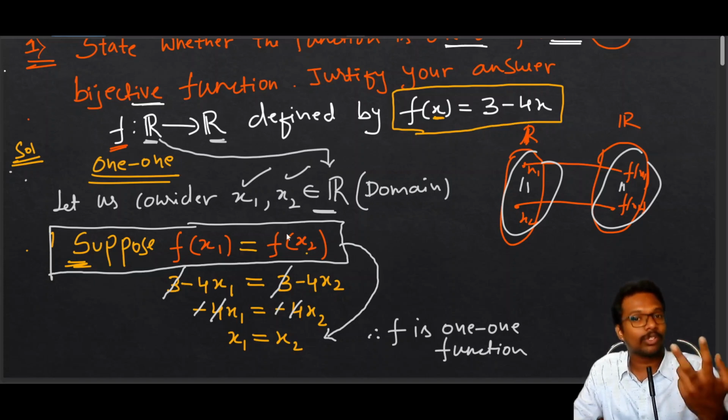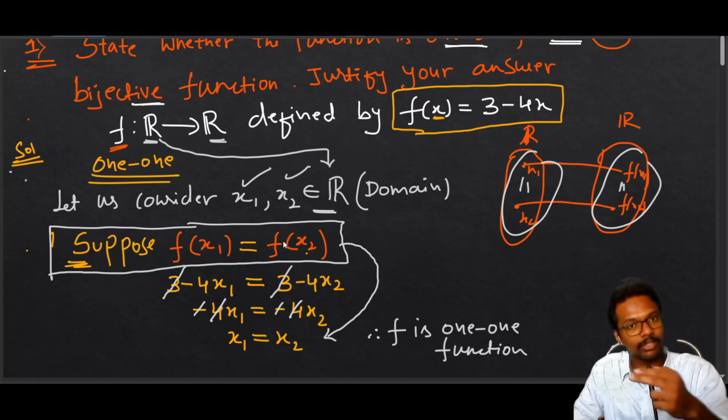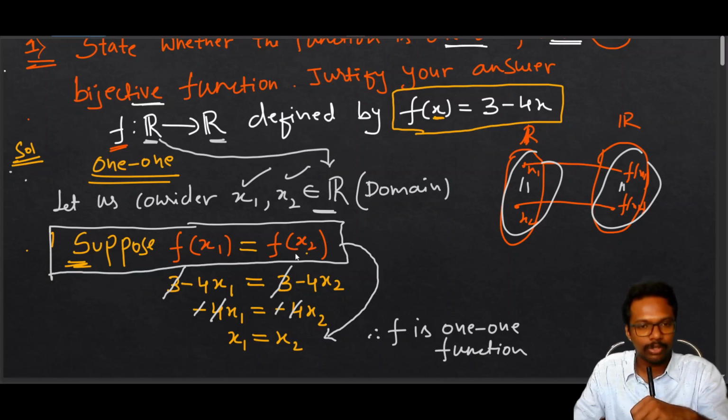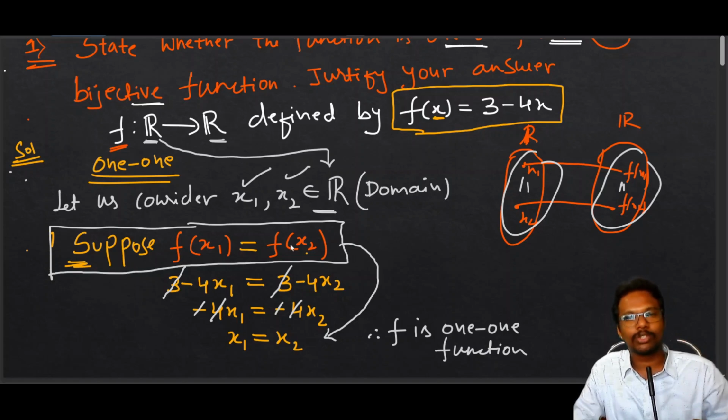After considering two elements in the domain, those two elements have two images in the codomain. So x1 has an image f of x1 in the codomain, and x2 has an image f of x2 in the codomain. Next step is we have to assume both are equal. So suppose I have written the keyword here, suppose f of x1 equals f of x2.